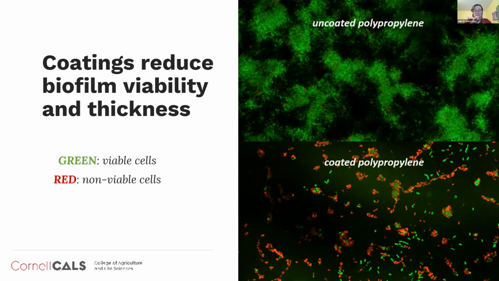biofilm mass. Taking into account the live-dead staining, where red is dead or non-viable or membrane compromised and green are living cells, we also see that the bulk of the cells in the native polypropylene, the uncoated material, are viable, membrane intact cells, whereas in the coated material, the bulk of the cells that do adhere are actually non-viable.